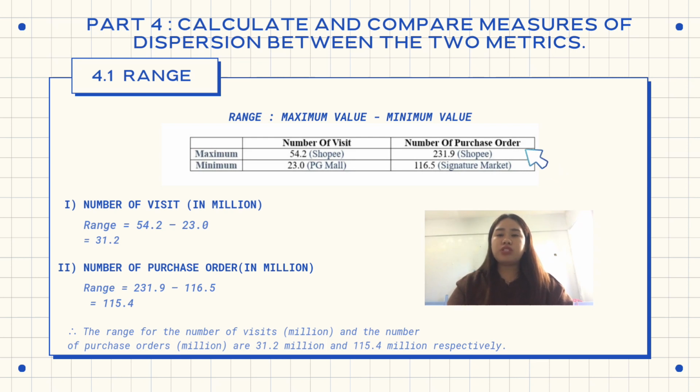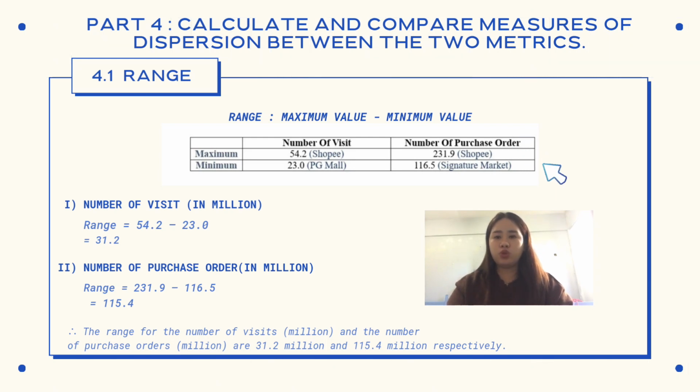And today I'm going to present part 4, which is to calculate and compare measures of dispersion between the two metrics. This part consists of 5 calculations: the first one is range, the second one is mean absolute deviation, which we call MAD, the third one is variance along with standard deviation, and the last but not least is coefficient of variation, or CV.